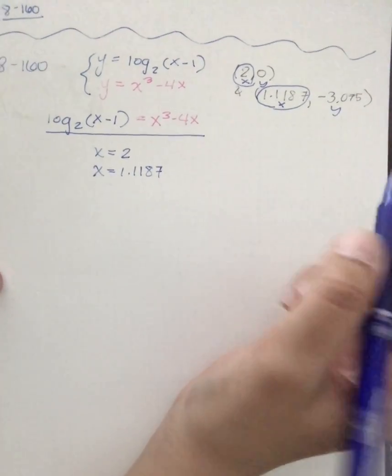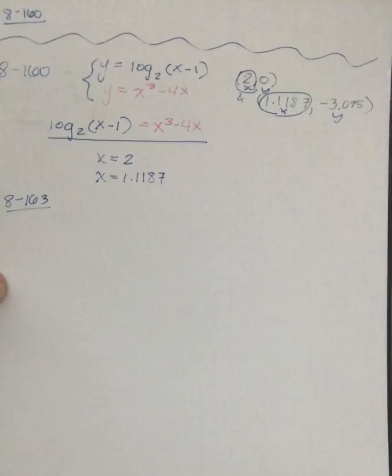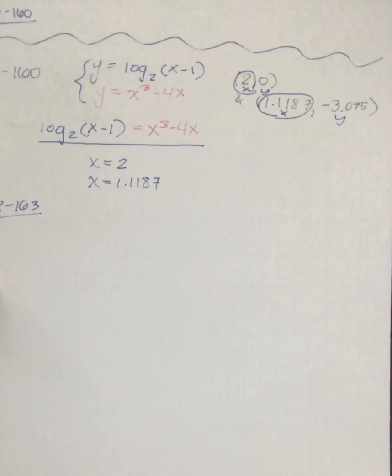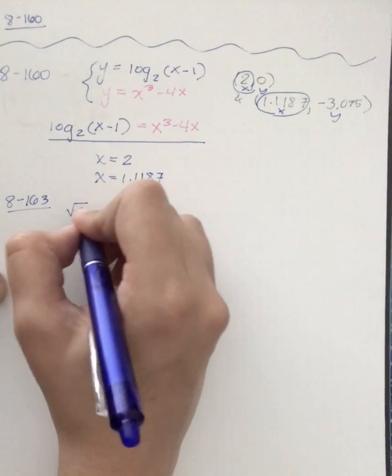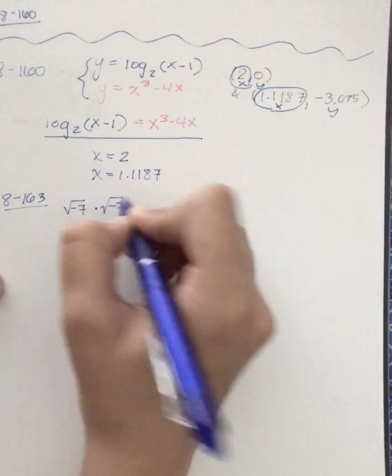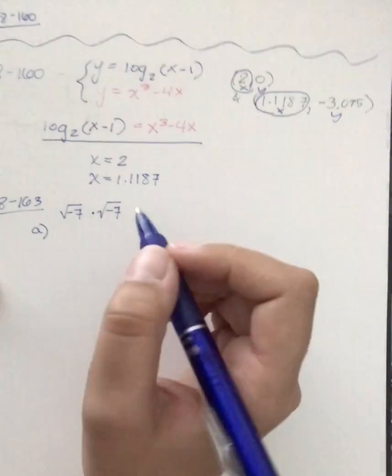The other question you had was about 8163. So let's go over that one. So what we want is to think about the square root of negative 7 times the square root of negative 7. Part A, how do we get negative 7?